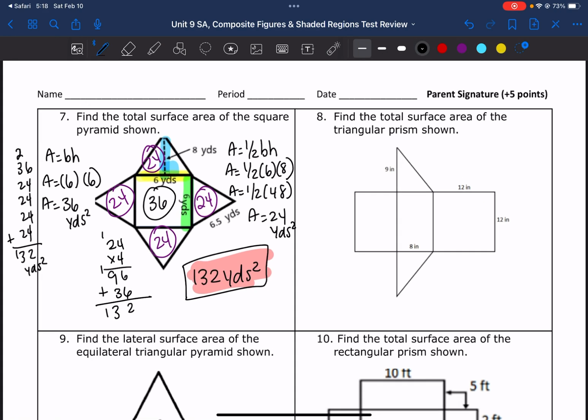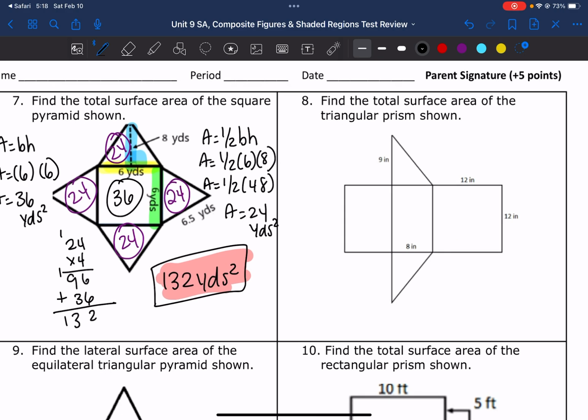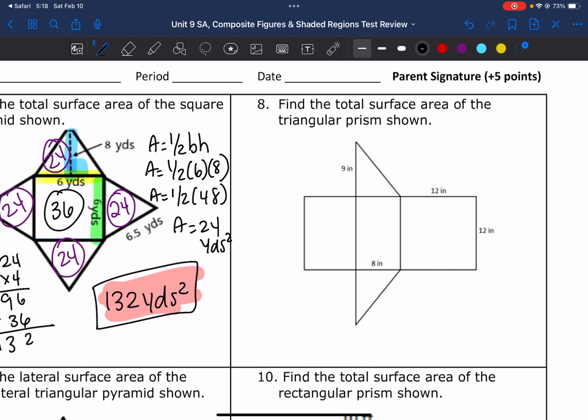All right, pause if you need to, and then let's go to 8. So here on number 8, the first thing that you want to do with a prism or any net that looks like this is find all of your lengths, okay? So let's take a look at this. If this is 12, all of these that are parallel to it will also be 12. 12 here, 12 here, 12 here, okay?